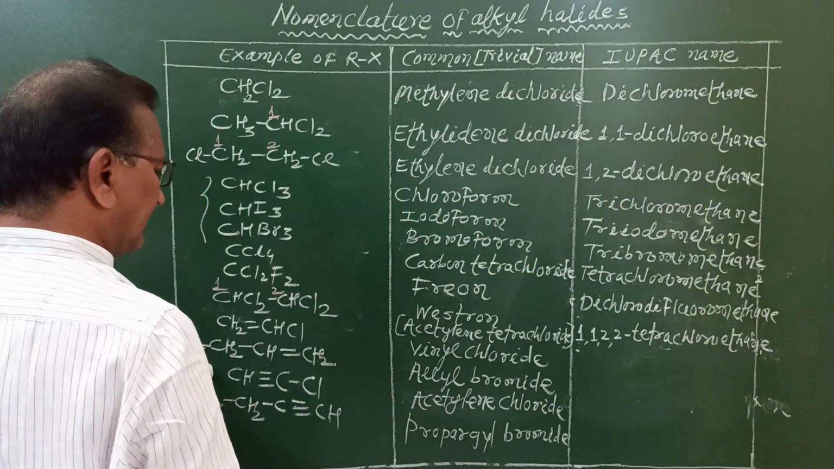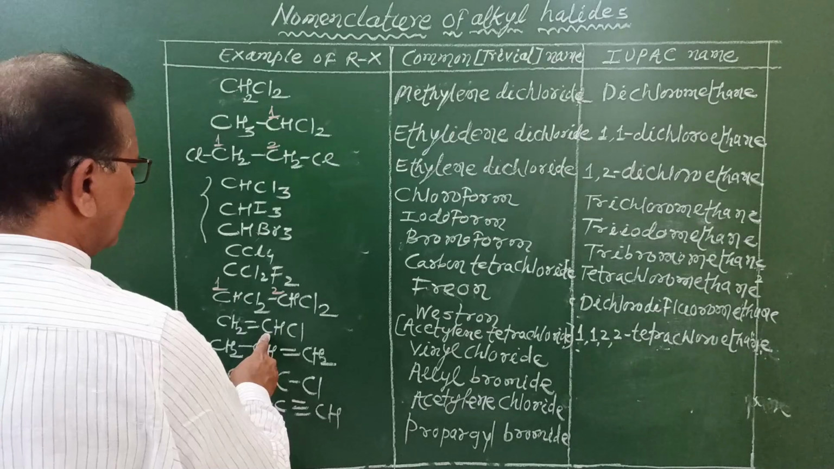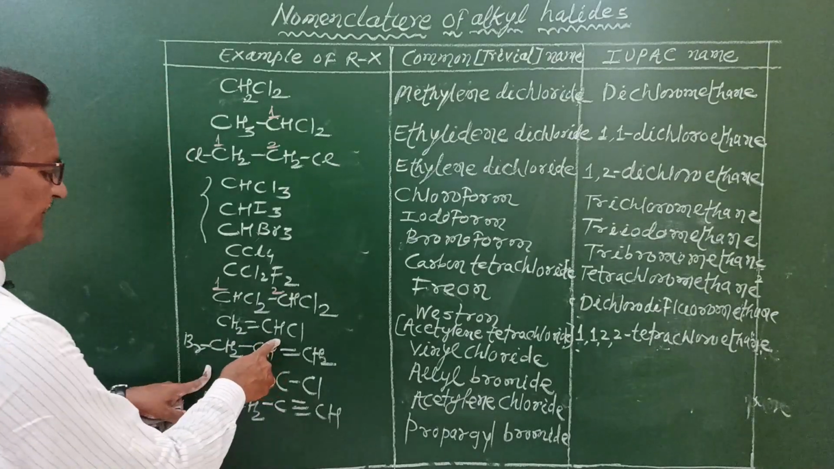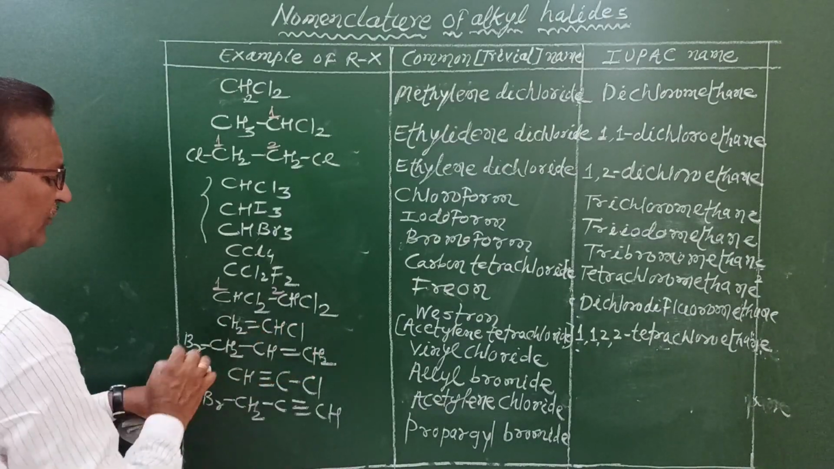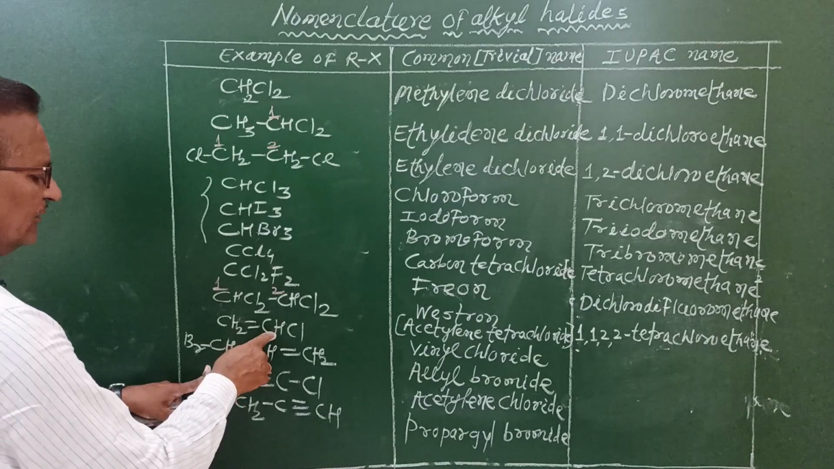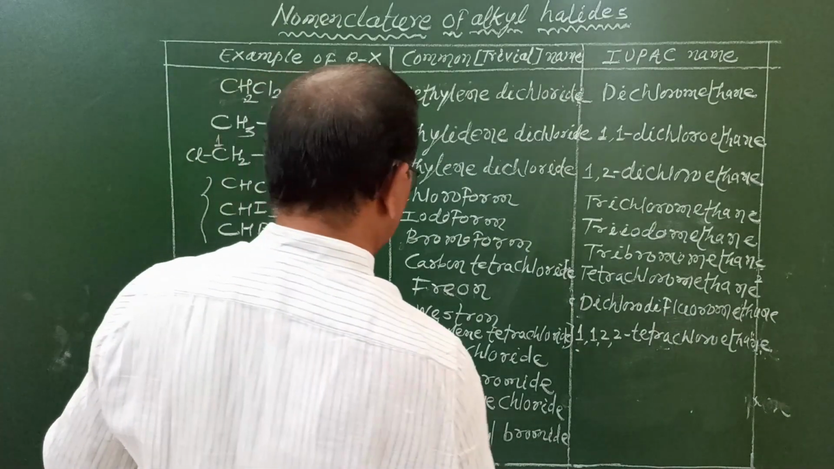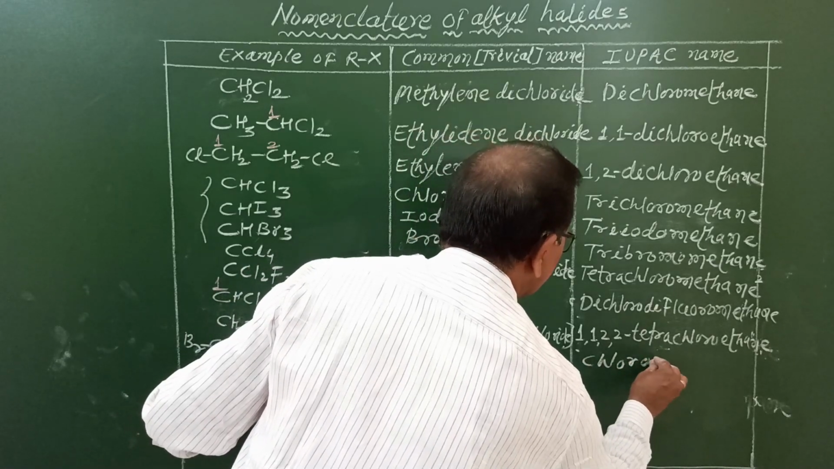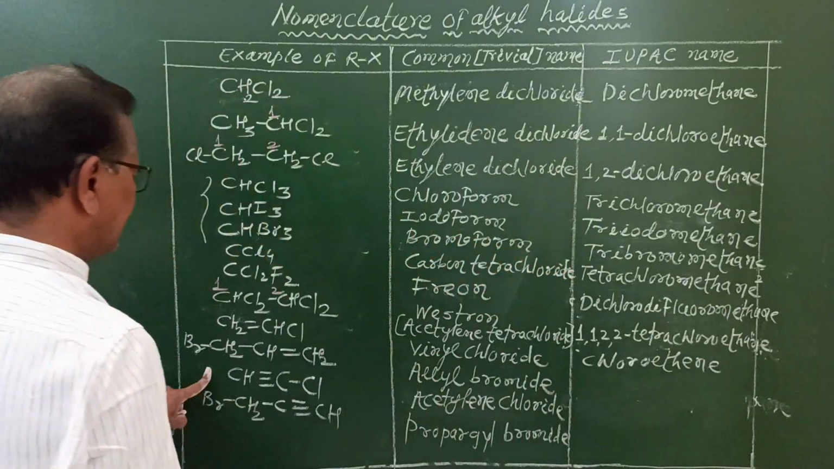Next, vinyl chloride. This compound is called vinyl chloride, or this is also called chloroethene. We know that if there is CH2 instead of this Cl, then that compound is called ethene. One of the hydrogen atoms of ethene is replaced by a chlorine atom, so this is called chloroethene. Ethene, because of the double bond, ENE is there.